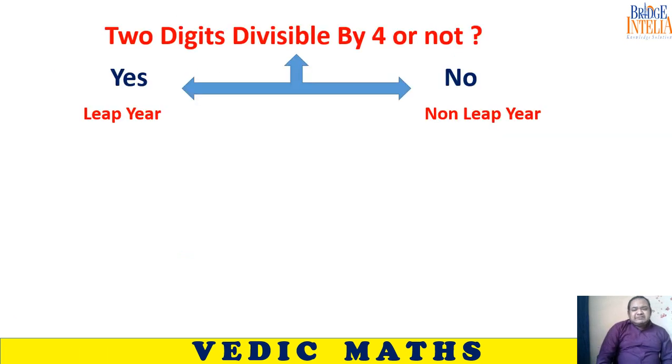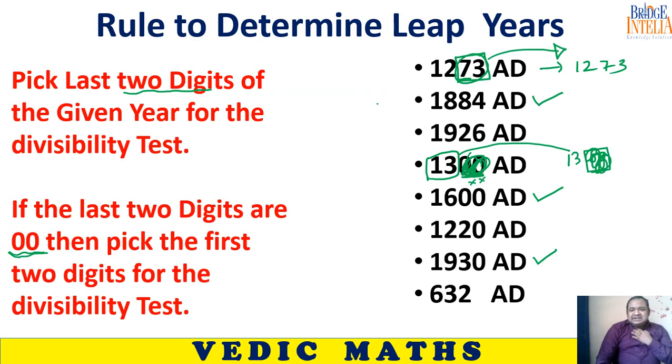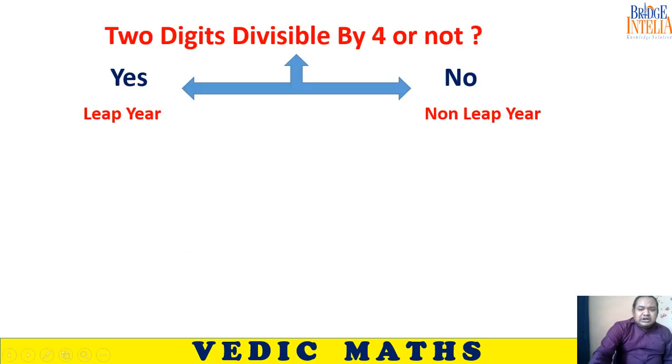So what do we do after picking two digits? We divide those two digits by 4. From 1273 AD we have picked 73 and from 1300 AD we have picked 13. If you want to understand whether 1273 AD is a leap year or not, you have picked the last two digits, 73. Now divide 73 by 4.